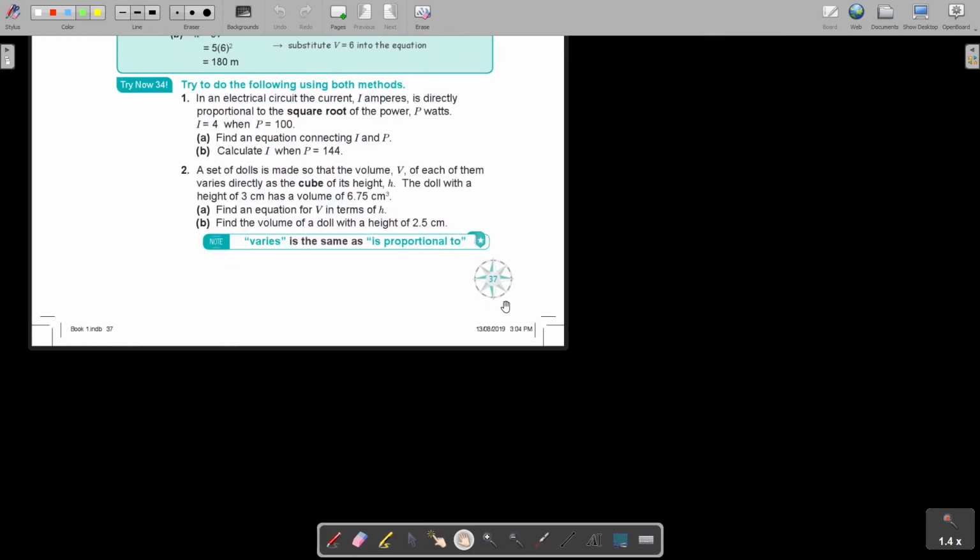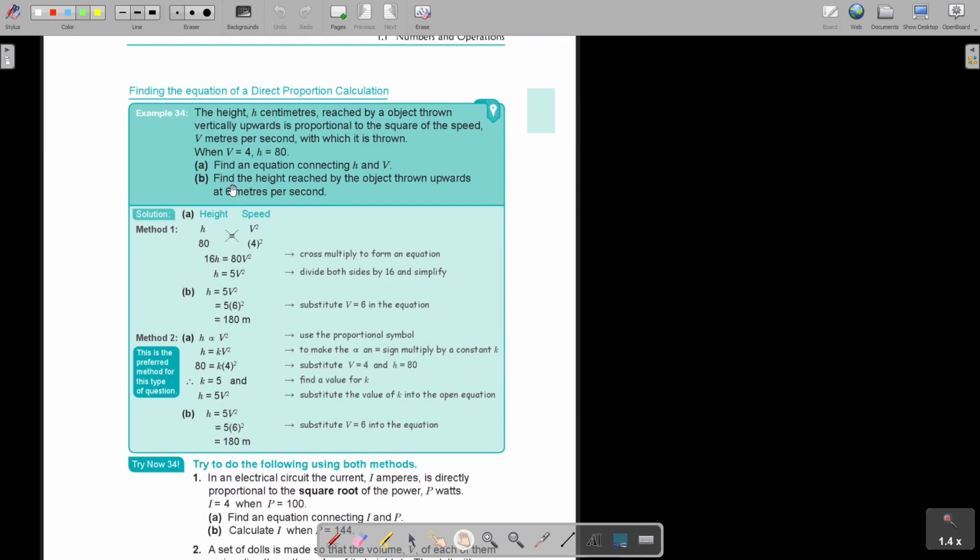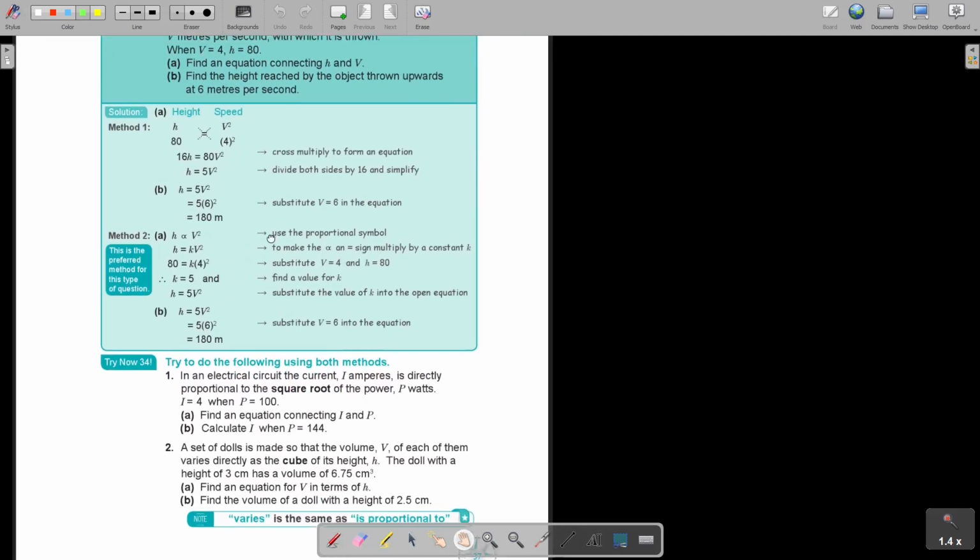It's on page 37, chapter 1, numbers and operation, finding the equation of a direct proportion calculation. And remember, we're going to focus on the second method. Although you can do it with the first one, the basic one, we focus on this one.